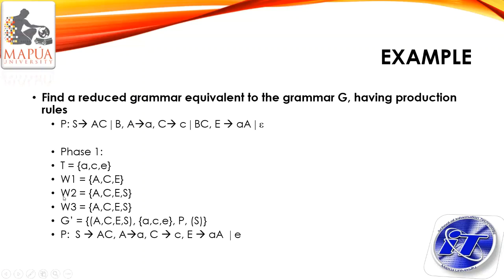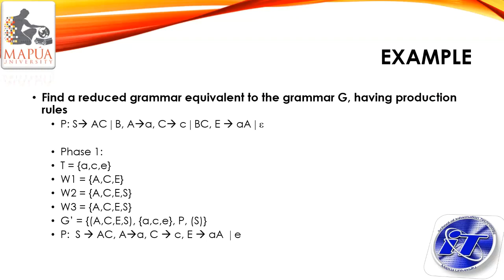Okay, and then in W3, include all the list from the previous W, and then check if there will be a new non-terminal that will be included in our W. So A, C, E, S. Since we have a new S, is there a new non-terminal that will yield S? Definitely none. Okay, so therefore W2 and W3 are now the same. So we stop our iteration.